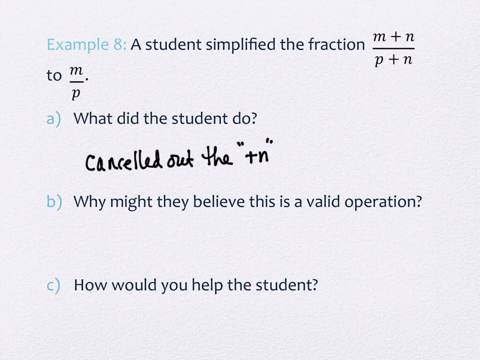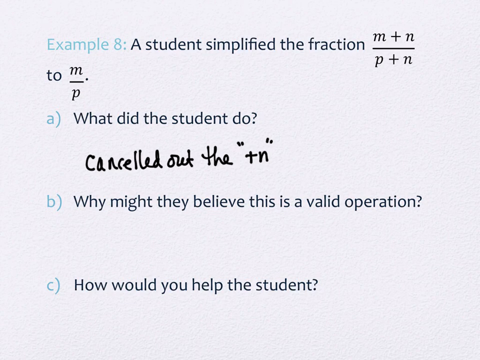Why might they think that this is okay to do? Because it is okay to cancel things out sometimes, but they can't do it like this. So why might they think, well, I'll just cancel this out? Because it's the same on top and on bottom. Same on top and bottom. And when are we actually able to do something like that? Whenever it's the same exact number. Same exact number. What did you say? When it's multiplication. So when the same exact number is being multiplied, we can do this.